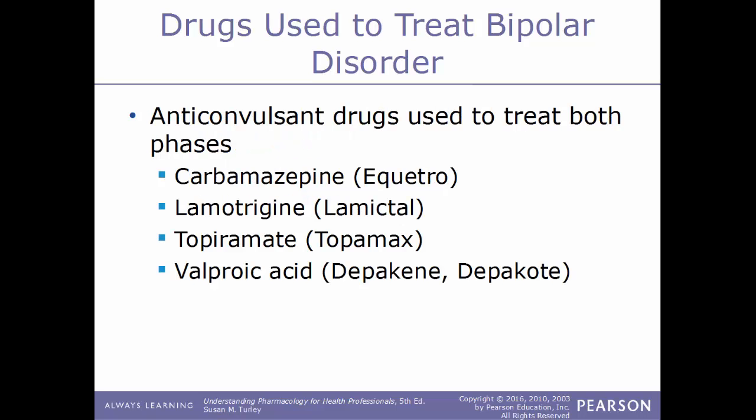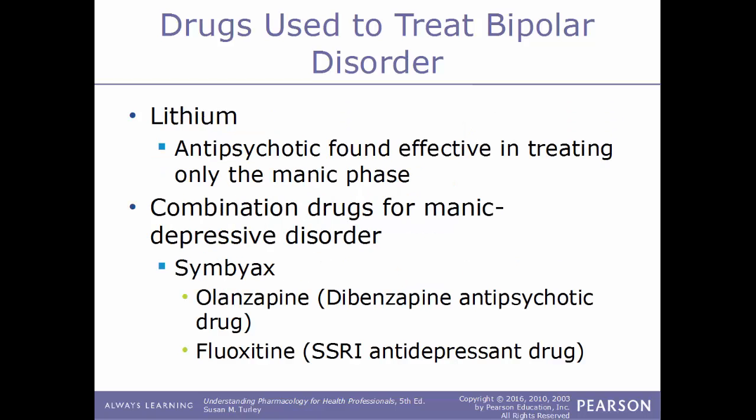Some examples of anticonvulsants that are used to treat both phases: carbamazepine, also known by the trade name Equetro; lamotrigine, also known by the trade name Lamictal; topiramate, known by its trade name Topamax; and valproic acid, known by the trade names Depakote and Depakine. Another drug that's used to treat bipolar disorder is lithium. This is an antipsychotic that's found effective in treating only the manic phase of the condition.